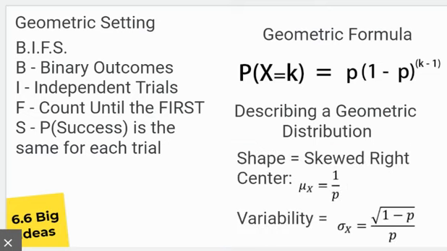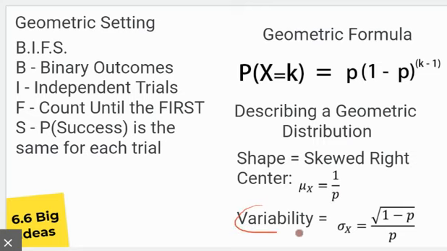The shape of a geometric distribution is always going to be skewed right. The center of a geometric distribution can be described by its mean or expected value, and this is the formula for the mean or expected value of a geometric probability distribution: 1 over the probability of a success, 1 over p.